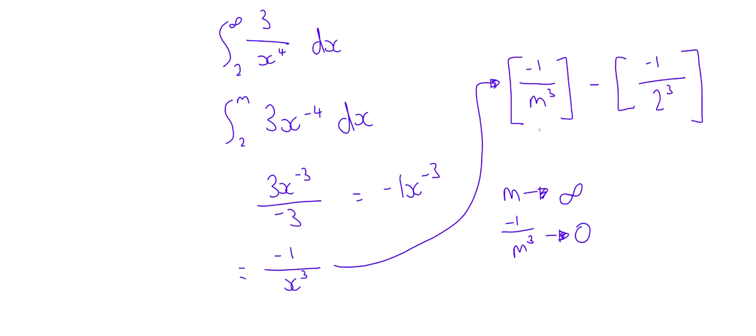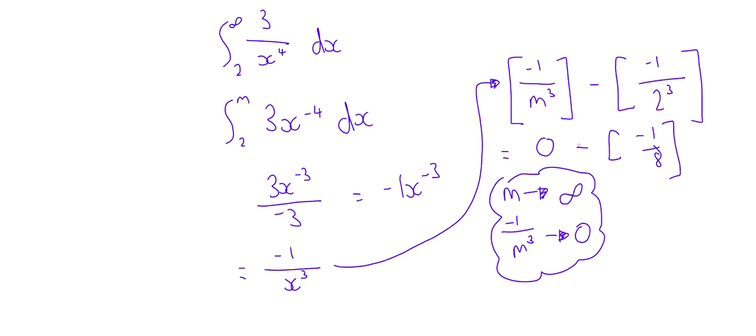Now I have, let's put a little bubble around that, 0 minus -1/8. This obviously becomes plus, because we've got minus -1/8. So we have 0 plus 1/8, which is 1/8. That is our final answer. That means the area under this curve, as it goes from 2 to infinity, is 1/8. All right, I'm going to save this and I'm going to do another example.